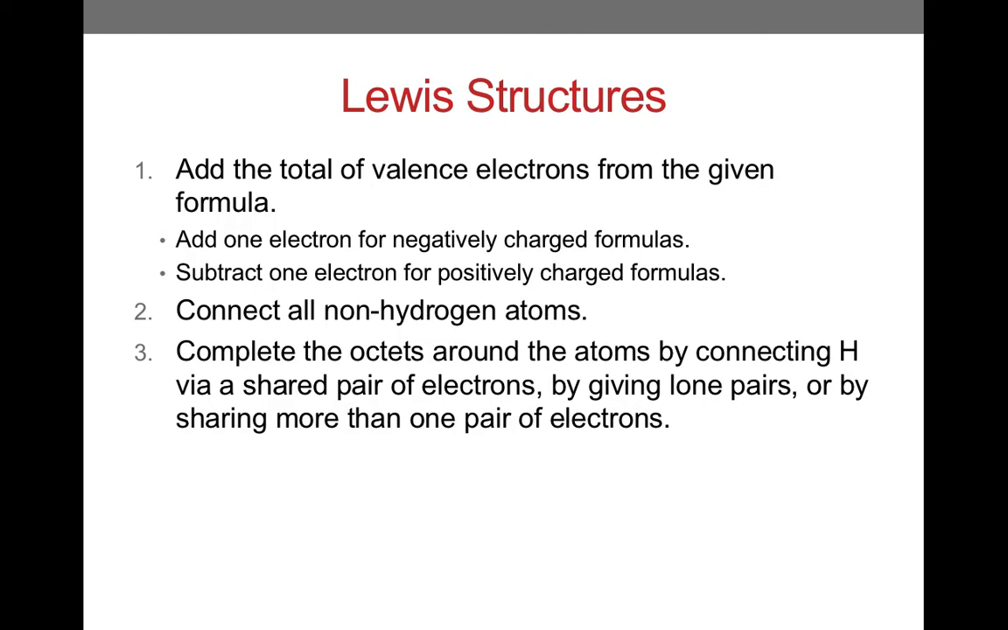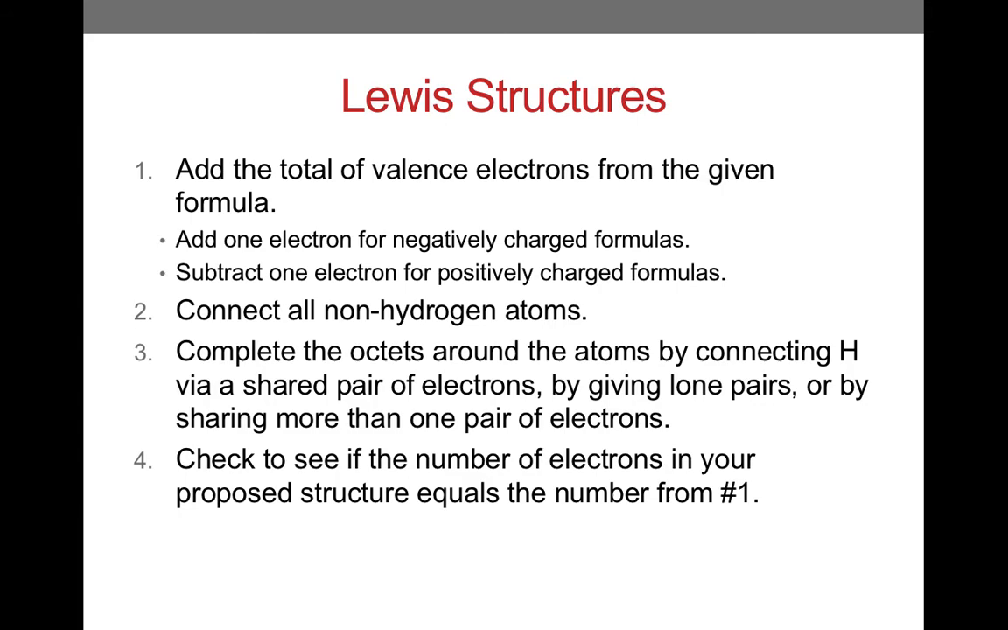The next step is to complete the octets around the atoms by connecting hydrogen via a shared pair of electrons, or by giving lone pairs, or by sharing more than 1 pair of electrons. After completing the octets, check to see if the number of electrons in your proposed structure equals the number from number 1. You must have the total number of valence electrons in your structure. Any more or any less is an invalid Lewis structure.